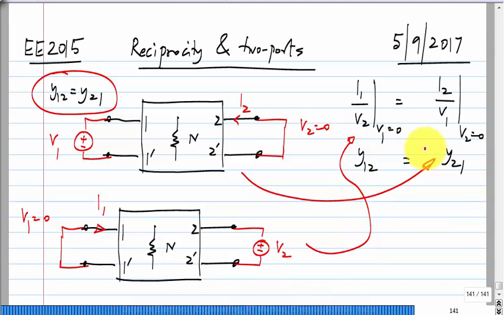Okay. It says exactly the same thing, but what I am trying to point out is that the problem may not be posed as a two port problem. I mean, there may not be a box with 1 1 prime and 2 2 prime marked in it. Okay. So, let us see if you understand what is going on here.